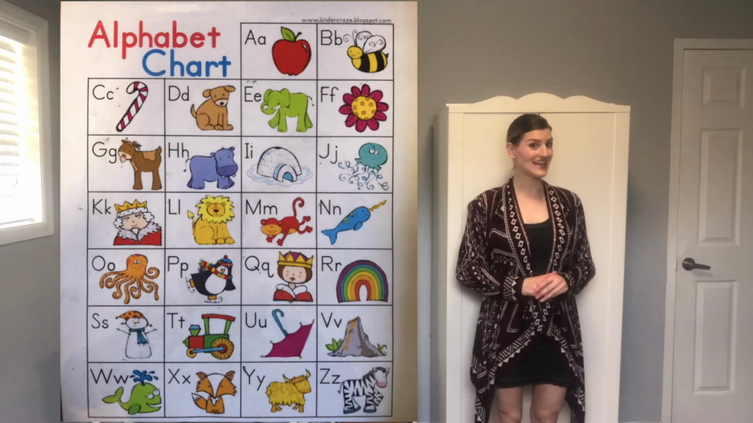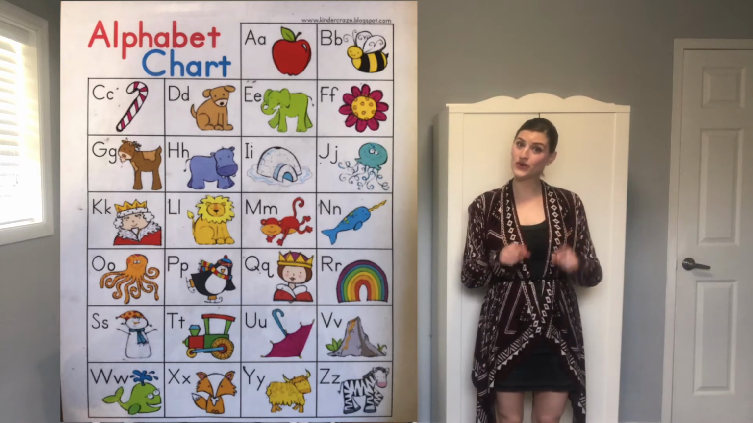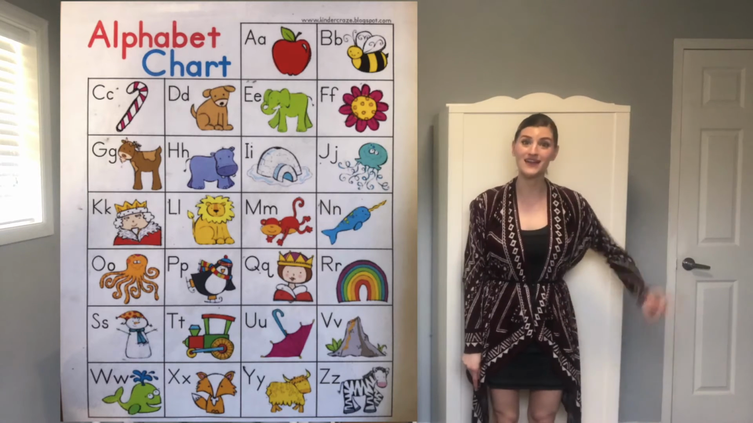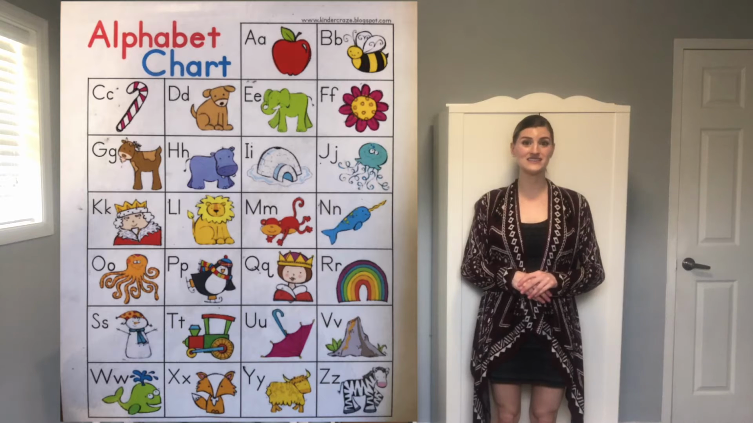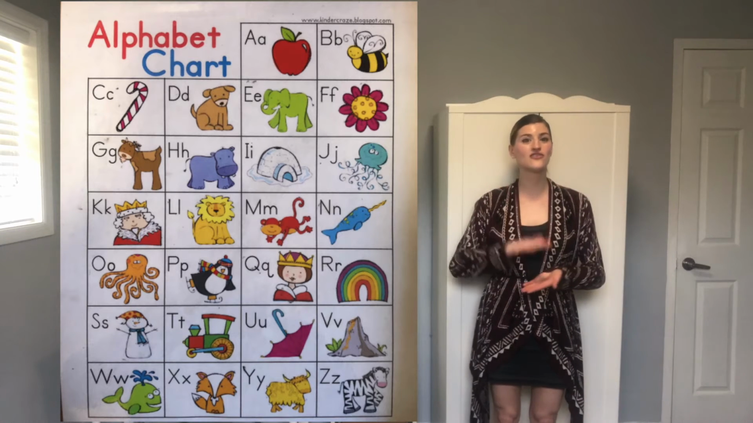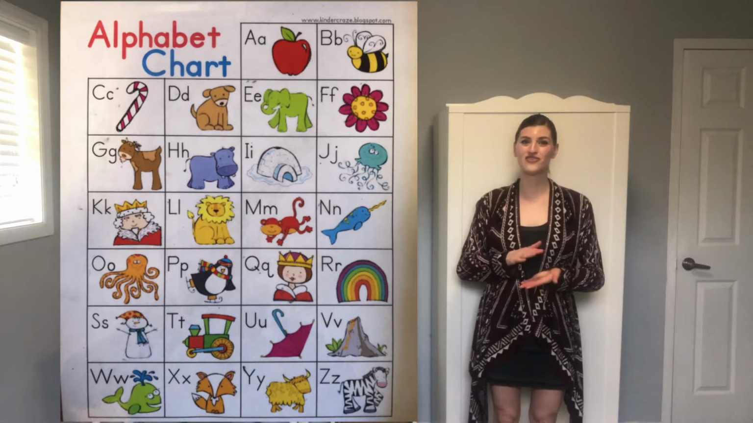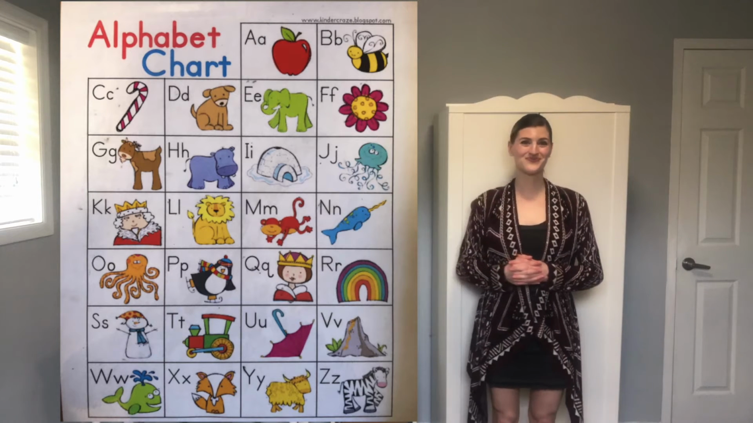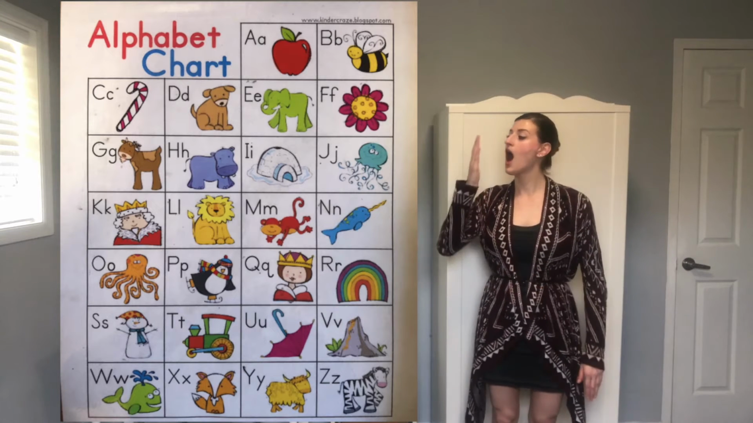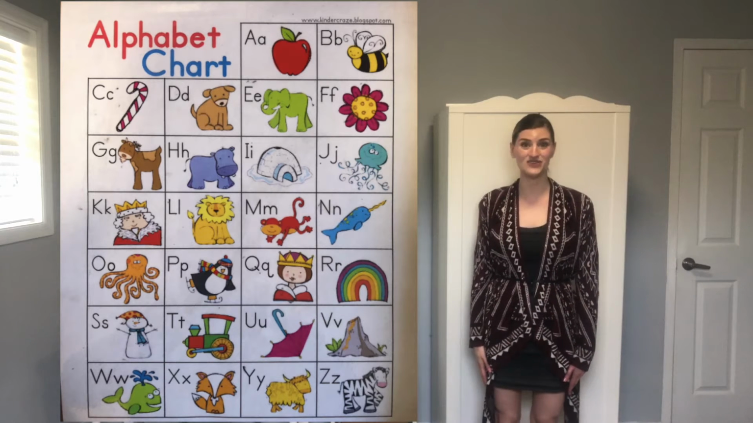Next, let's go over our letter sounds. I will say each letter sound and do the motion. I want you to point to the correct letter that makes that sound. Are you ready? Our first letter is... which letter sounds like that? The next letter is... Can you point to the letter that sounds like that?